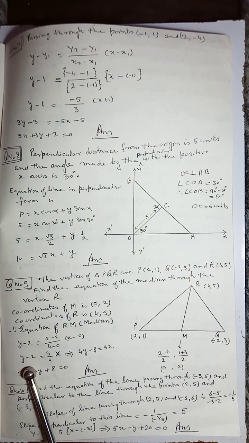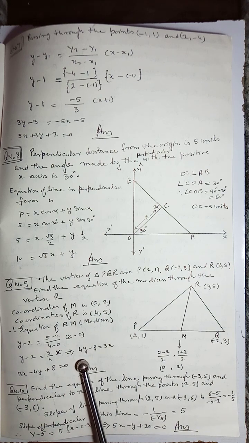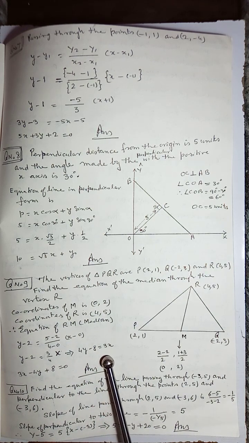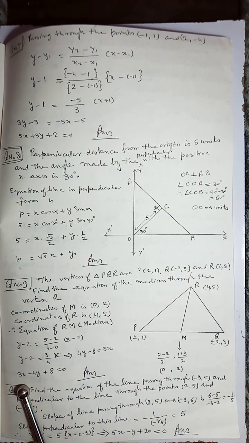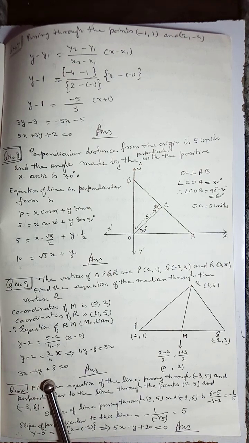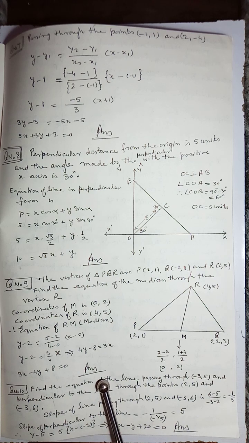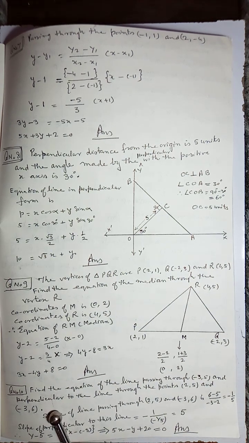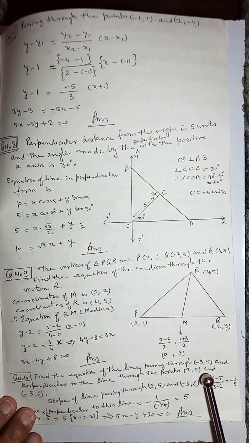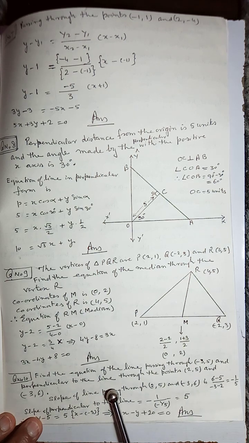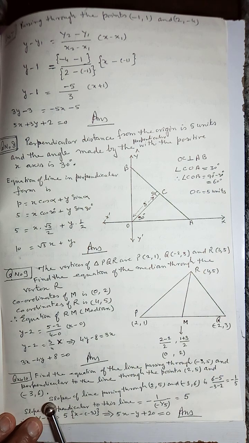Further solve it, you will get y minus 2 equals 3/4 into x. So 4y minus 8 is equal to 3x. Again rearrange these terms. So 3x minus 4y plus 8 is equal to 0. This will be the required answer of question number 9. Now come to question number 10. Find the equation of the line passing through (-3, 5) and perpendicular to the line through the points (2, 5) and (-3, 6).